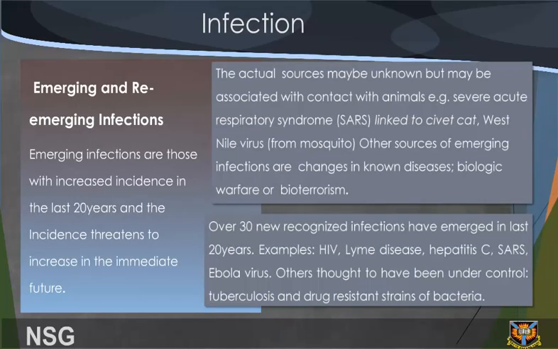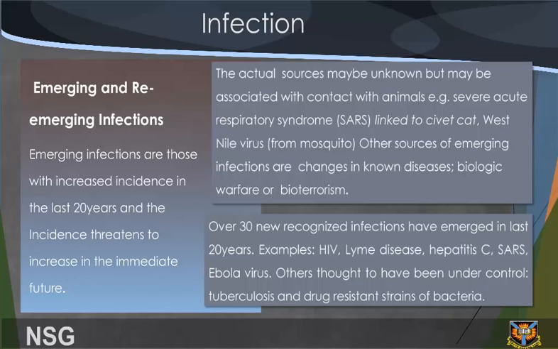Emerging and reemerging infections. Emerging infections are those with increased incidence in the last 20 years, and the incidence threatens to increase in the immediate future. The actual sources may be unknown but may be associated with contact with animals, e.g., severe acute respiratory syndrome (SARS) linked to civet cat, West Nile virus from mosquito.